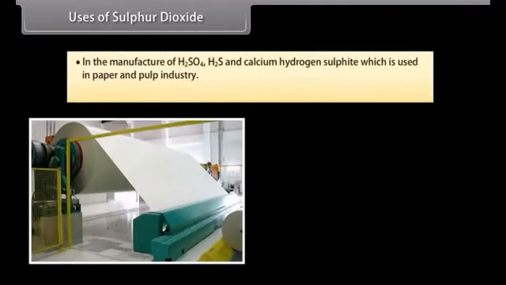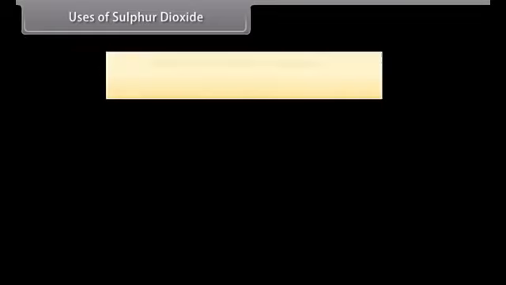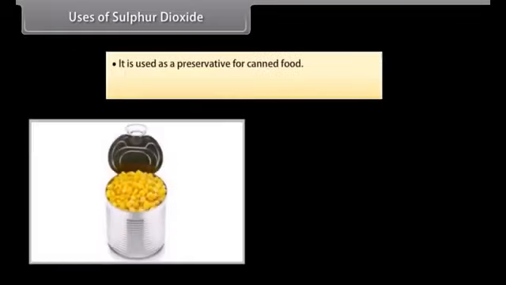Uses of sulfur dioxide. The important uses of sulfur dioxide are the following. In the manufacture of H2SO4, H2S and calcium hydrogen sulfite, which is used in the paper and pulp industry. It is used as an anti-chlor and disinfectant. It is used as a preservative for canned food.